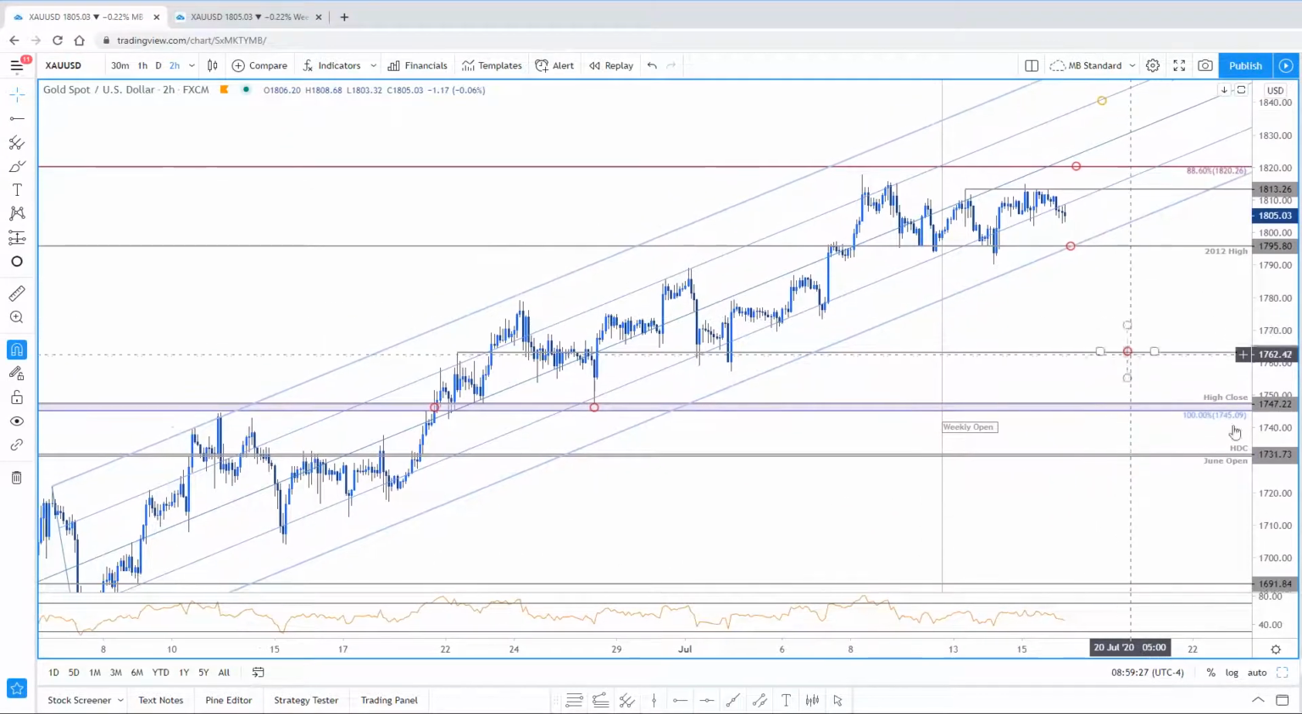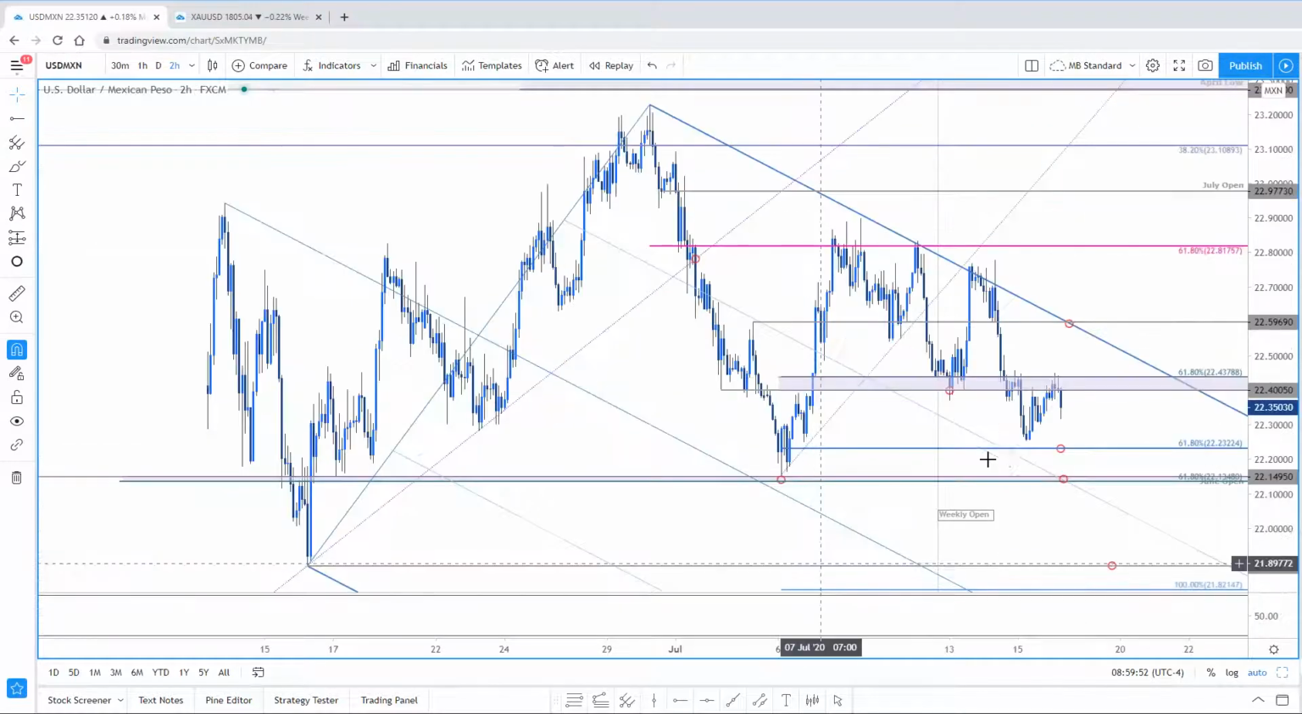Gold ranging just below resistance. That is number 6. All right, Gary, let's hit Peso. It's number 7. Here's what Peso looks like.